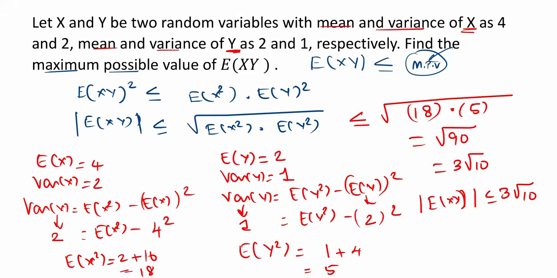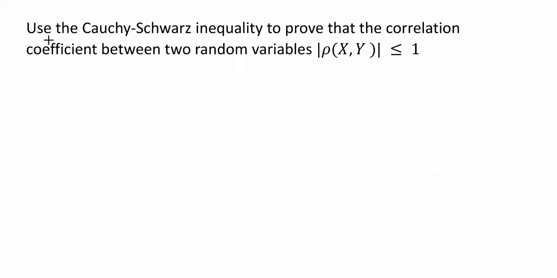Let's move on to the second problem. Use Cauchy-Schwartz inequality to prove that the correlation coefficient between the two random variables, rho of X comma Y, is less than or equal to 1. This is a standard property of correlation coefficient that I know that my rho always lies between positive 1 and negative 1. Now we have been asked to show that using Cauchy-Schwartz inequality.